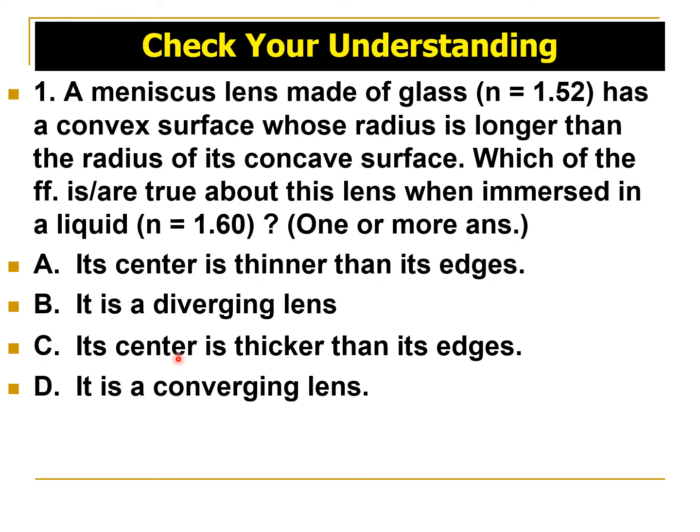Its center is thicker than its edges. And letter D, it is a converging lens. So, the question doesn't give the exact value for the two radii. It only says that the convex surface has a radius that is longer than the concave surface.